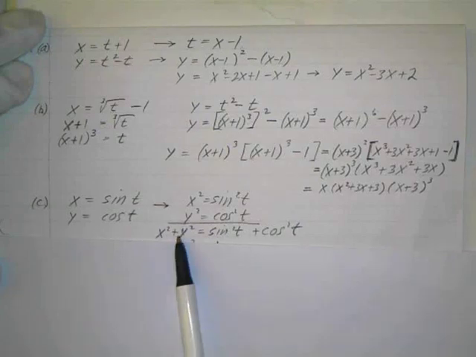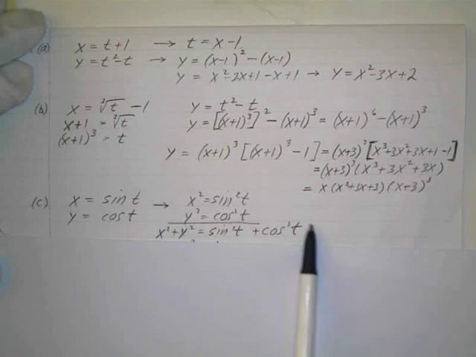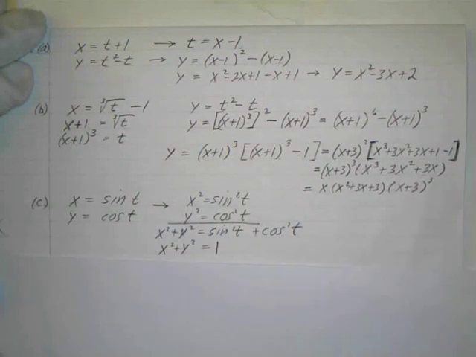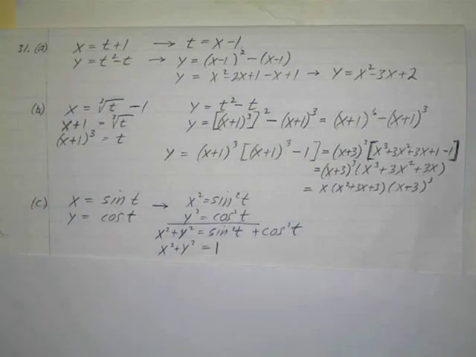So I have x squared plus y squared equals sine squared t plus cosine squared t. Now what does this look like? This is our good old Pythagorean identity. This is equal to 1. So I end up with x squared plus y squared equals 1, and I've eliminated the parameter. This is basically just a circle whose radius is 1. That's how you would graph it if you had to graph it.